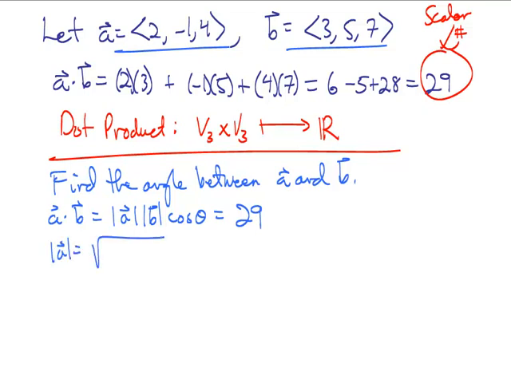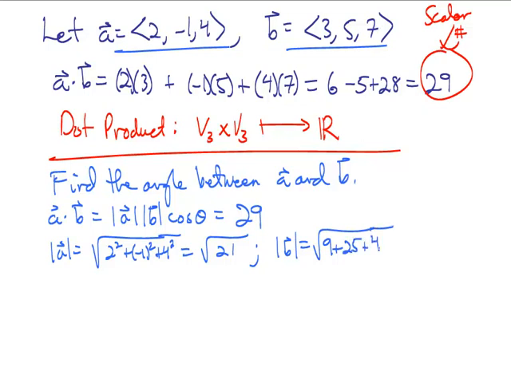Magnitude of A is the square root of 2 squared plus negative 1 squared plus 4 squared. And that's equal to the square root of 4 plus 16 plus 1, that's the square root of 21. The magnitude of B is the square root of 3 squared, which is 9, plus 5 squared, which is 25, plus 7 squared, which is 49. It's a little bit bigger there. See, if it was 50, it'd be 75, and 9 is 84, but we're one shy of 50, so it must be 83. Okay, so what do I know now?